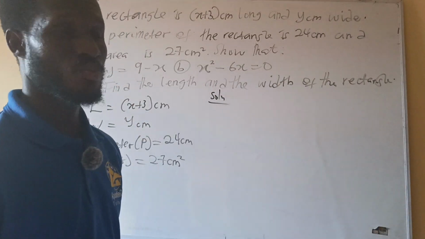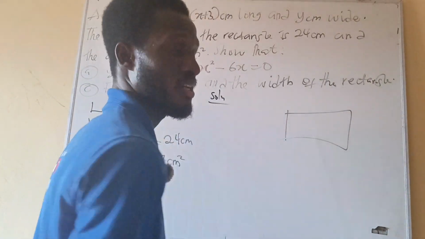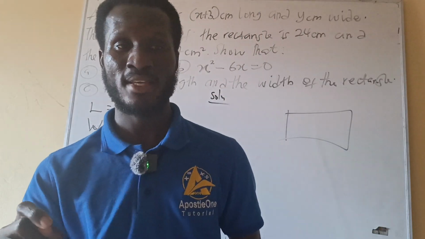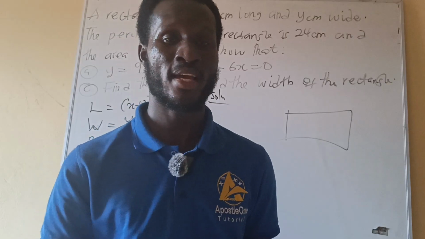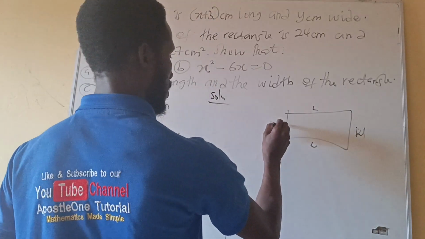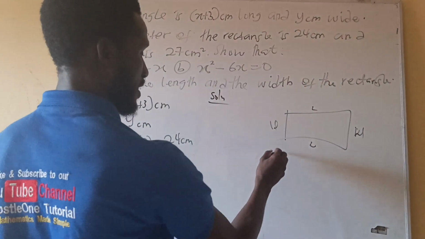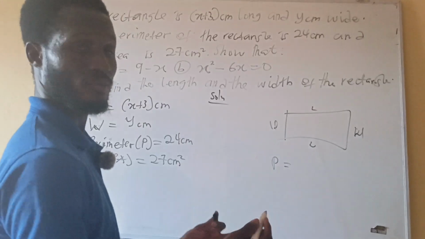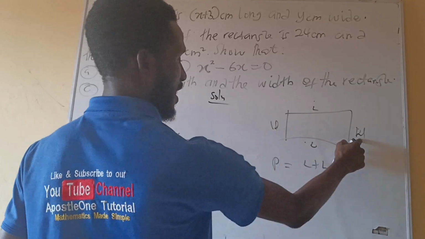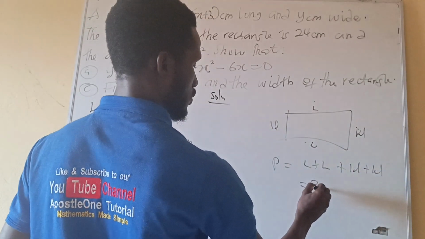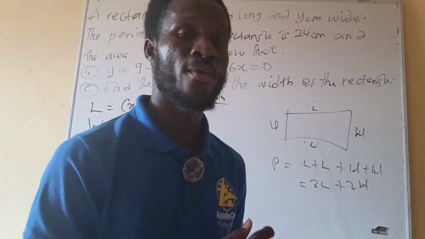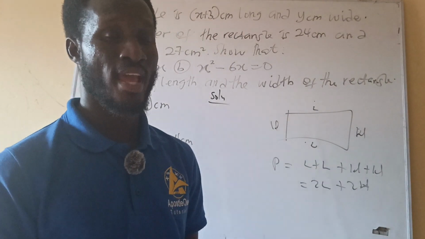Now let me explain something small about a rectangle. You know, don't forget that a rectangle is a plane figure, or it's also a polygon bounded with 4 sides, where 2 sides are parallel and equal. You get it? So here is the length, this one is the length, this one is the width, this one is the width. So the perimeter is the distance around the rectangle. That is L plus L plus W plus W. So we're going to get 2L plus 2W. Now this is the formula for the perimeter of a rectangle. That is the distance around a rectangle.